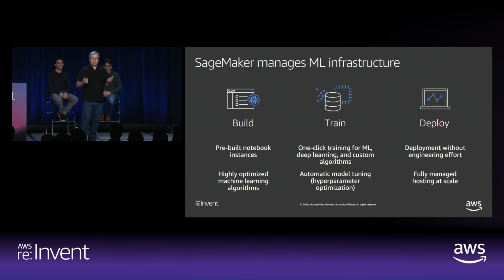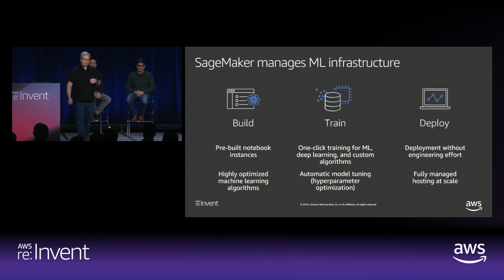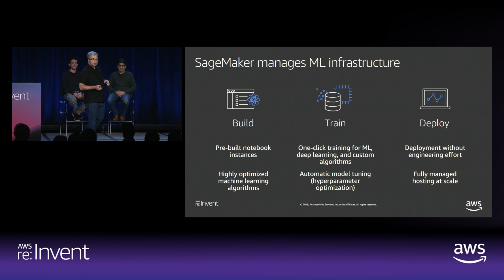Deep AR, our forecasting algorithms, if you want to go a little bit deeper than what the forecasting service offers. So we have a bunch of different algorithms in there. You can also write any algorithm you want yourself. You can package it and put it in SageMaker. That's a pretty easy thing to do.